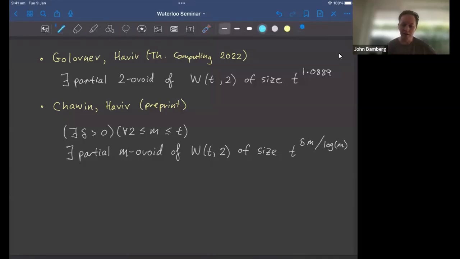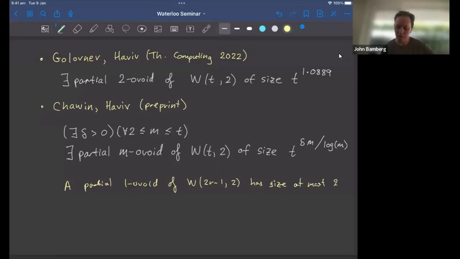Oh, I should mention here as well that the odd-town result is kind of saying what happens to a partial 1-ovoid. We know what that size is. Yeah, I should keep to this notation. In fact, it reaches this size. A partial 1-ovoid has size at most 2r plus 1. This is an old result in finite geometry, essentially, but you can think of that as the odd-town theorem.